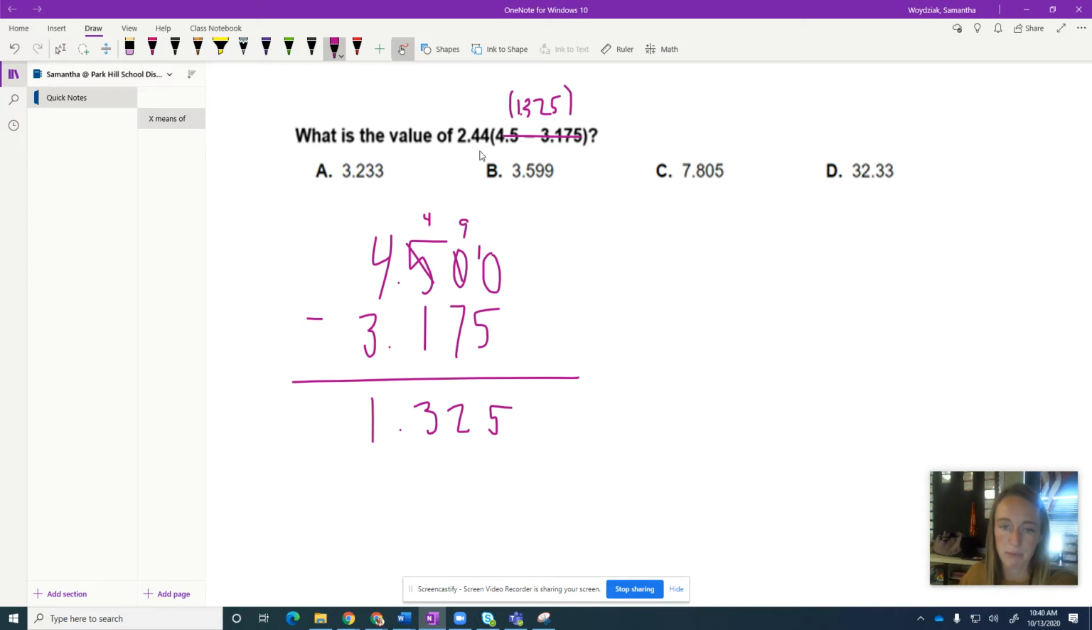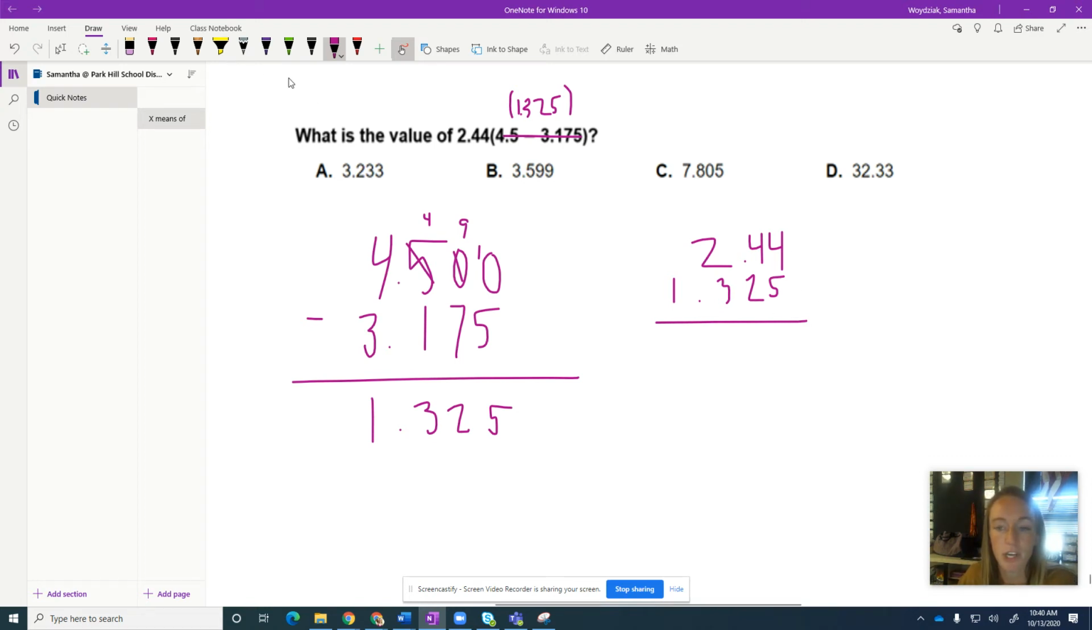So really my problem now is 2 and 44 hundredths times 1 and 325 thousandths. The reason it's multiplication is because we learned when we did our order of operations that when there's a number right next to a parentheses with nothing in between it, that means multiplication. So I'm going to go ahead and multiply these numbers. I have 2 and 44 hundredths times 1 and 325 thousandths. Notice I did not line up my decimal points because I line up my last number.